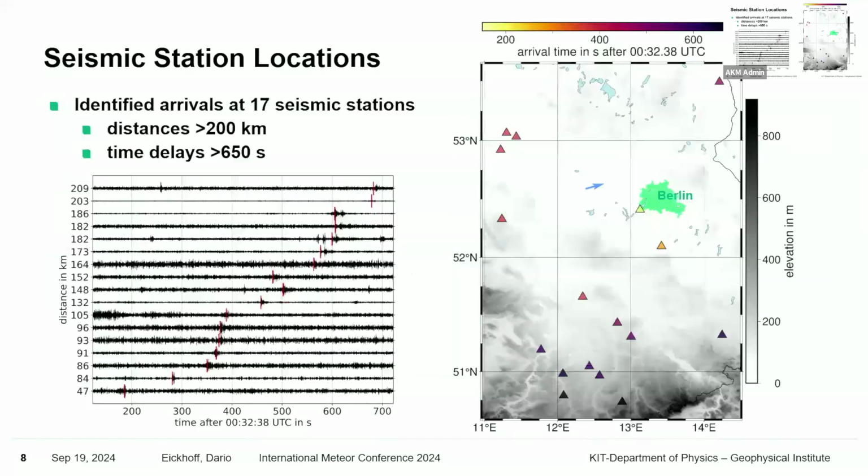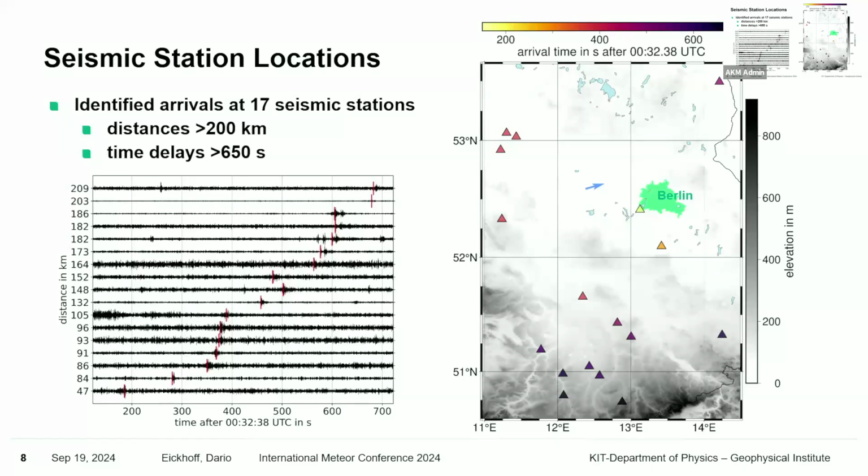Here on the map on the right, you can see these seismic stations as triangles, colored with respect to the arrival time. You can see in blue the trajectory from Pavel, and also you can see Berlin in green. On the left, you can see the vertical components of our seismic stations. These are the waveforms that we are actually measuring. And we identified the arrival signals at 17 seismic stations that I'm going to use here now.